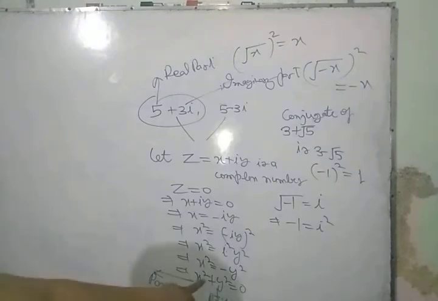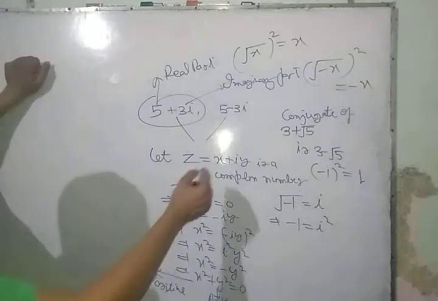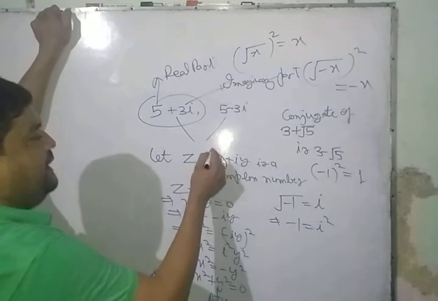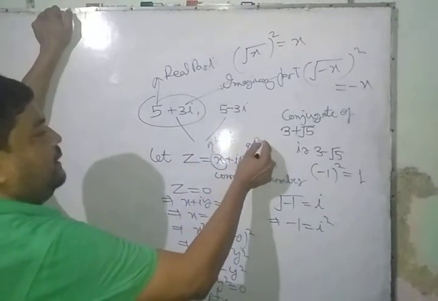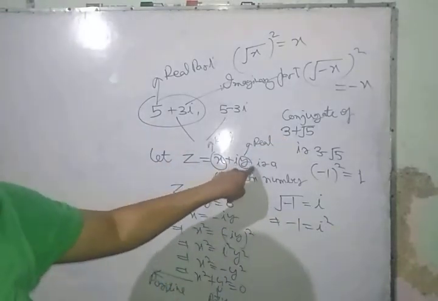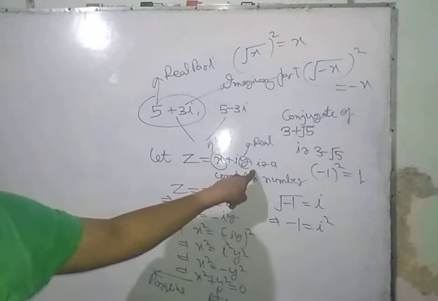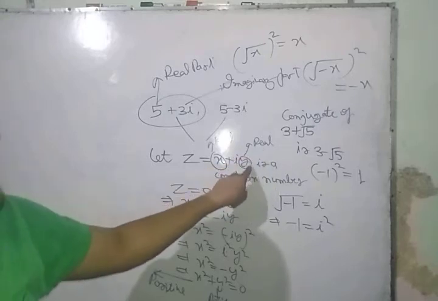Because x square is a perfect square. x is a real number and y is also a real number. Remember that x is real and y is also real. y is not imaginary. y is real. iy is imaginary. When you put i before y, then it becomes imaginary. Only y is a real number.